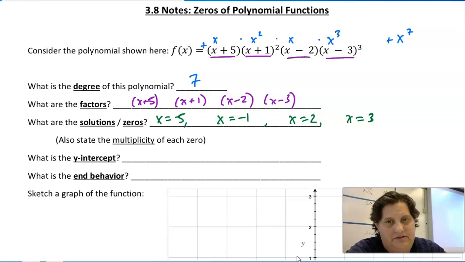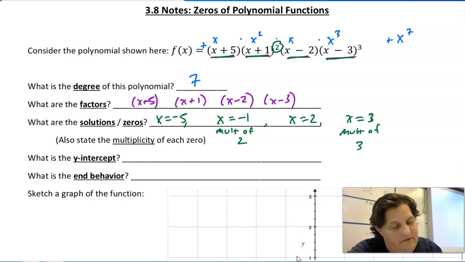So it switches the signs, right? Now, it also says to state the multiplicity of each 0. That basically means how many times that factor occurs in the equation. If I look at x plus 5, that's only one time. But x plus 1 is twice, so this solution has a multiplicity of 2. You can either write it twice or just say it has a multiplicity of 2. That one happens once, and that one happens 3 times, so it has a multiplicity of 3.